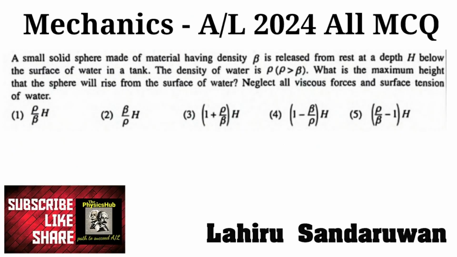Then question number 9. A small solid sphere made of material having density beta is released from rest at a depth h below the surface of the water in a tank. The density of water rho is greater than beta. What is the maximum height that the sphere will rise from the surface of the water? Neglect all viscous forces and surface tension of water.